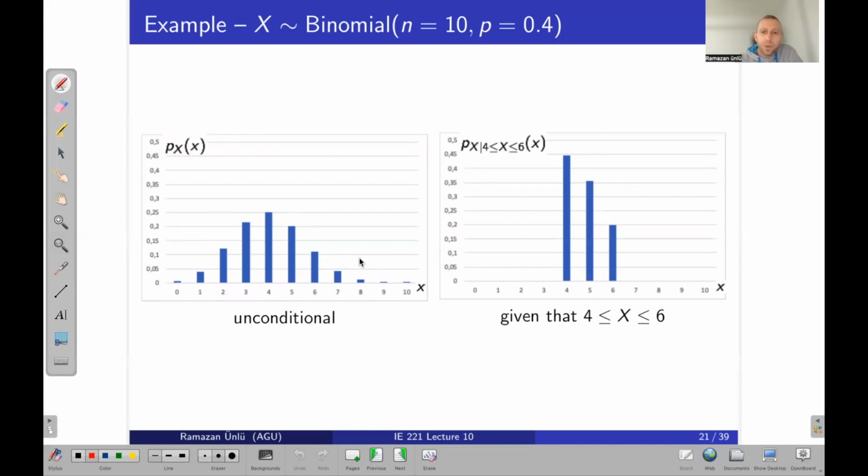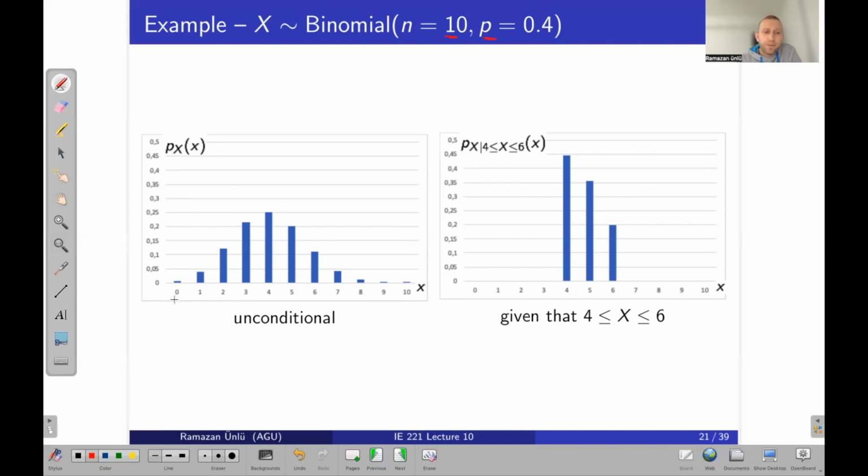Let me give you a concrete example. Let's say we have a random variable x, which is binomial with parameters n is 10 and p is 0.4. So p is the probability of success, and n is the number of trials, like the number of times flipping a coin. So I will flip the coin 10 times, and 0.4 is the probability of getting heads, or probability of success. If I graph that binomial random variable, I will come up with this kind of graph.